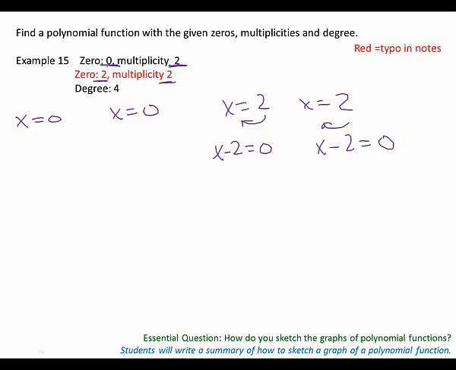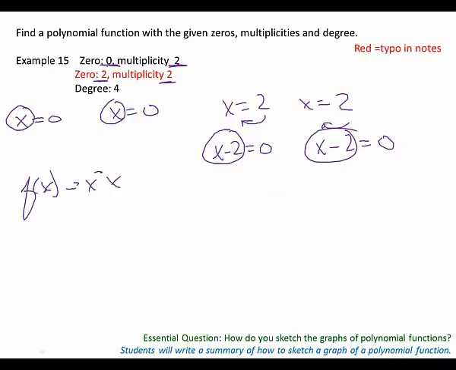I don't need to mess with these guys here, right? So we've got this, and this, and this, and this. What are we going to do with the 4 things? Multiply them together. So I'm going to use my function notation. We got x times x, times x minus 2 times x minus 2.